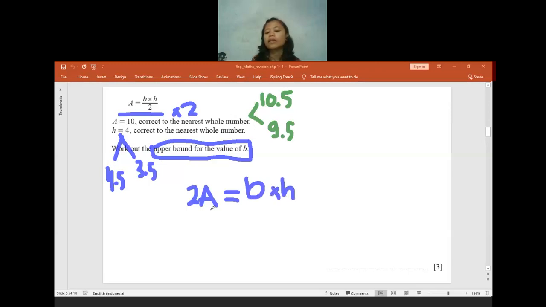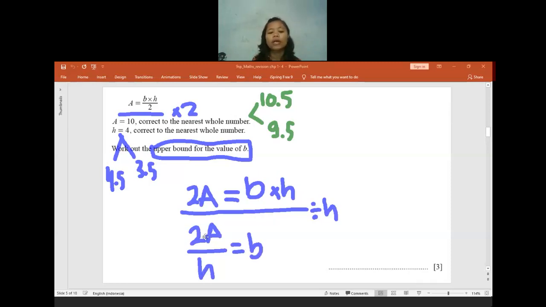Now we need to find the B. So this is to change the H to the other side. It means we need to do the opposite. Because it's multiplication, now I can divide everything by H. So 2A divided by H will be left as 2A by H. The B times H divided by H will be only B. So now we already have the formula to find the b.